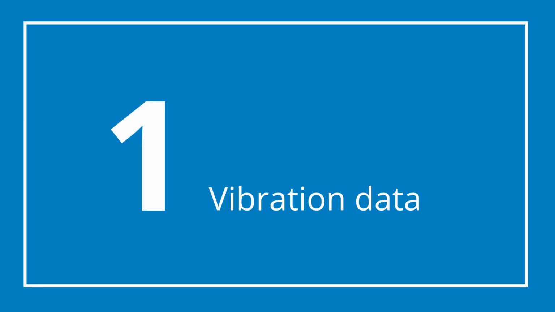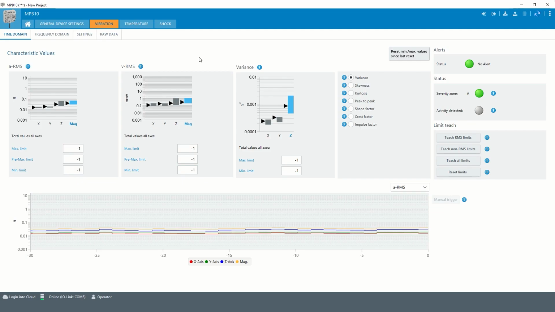Chapter 1: Vibration Data. For vibration monitoring in time domain, the Multiphysics Box 10 provides 9 statistical and vibration-specific values. They provide very good indications of the general condition of machines by describing the vibration intensity, for example, or the type of vibration signal. This could be the A-RMS, the V-RMS, kurtosis, crest factor, or many more.